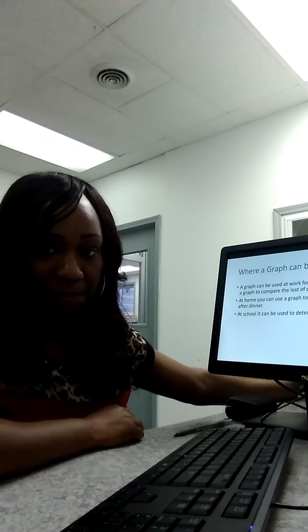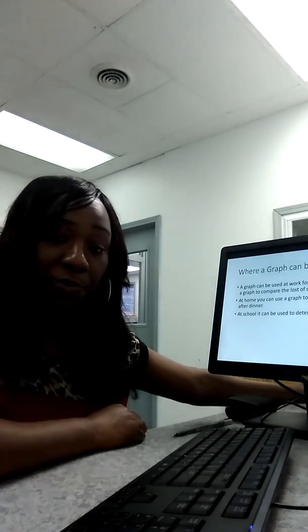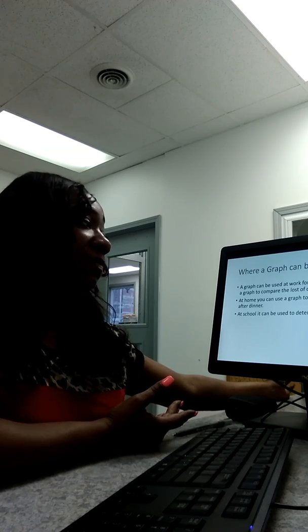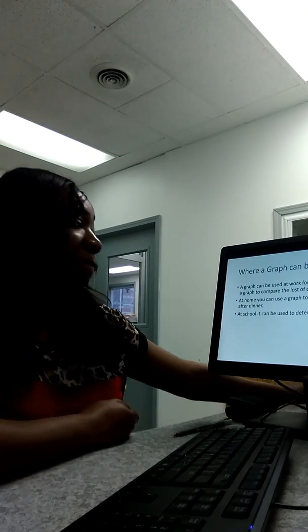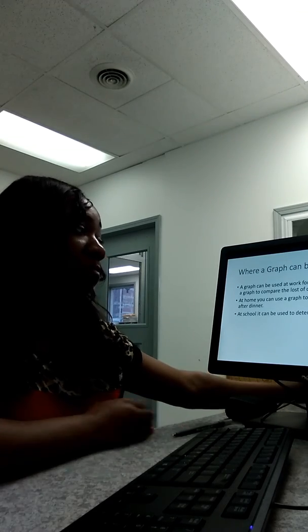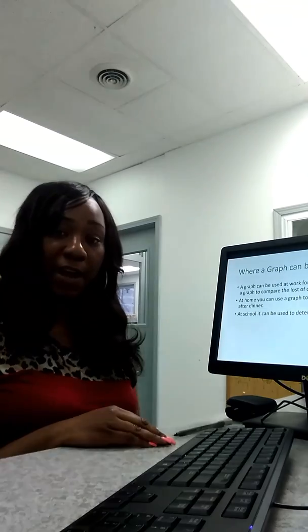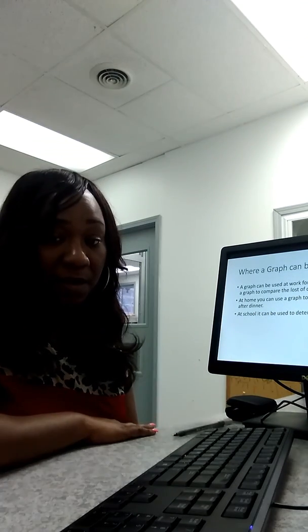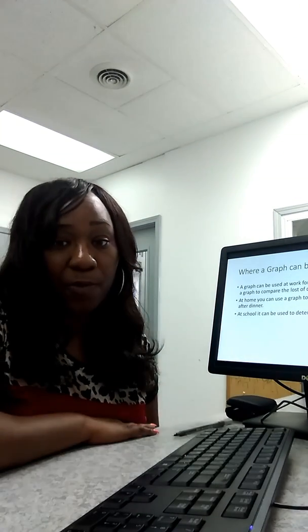Well, where can a graph be used? A graph can be used at work for a presentation. For example, you can use a graph to compare the loss of a company stock according to the months. You can use a graph at home. You can use a graph to determine how much pie was left over after you cook for dinner. Also, you can use a bar graph at school to determine your grade.